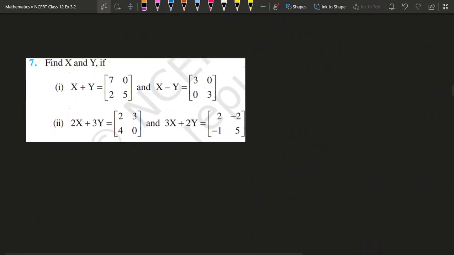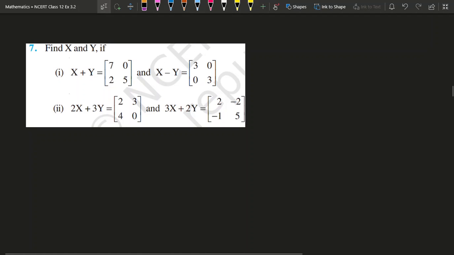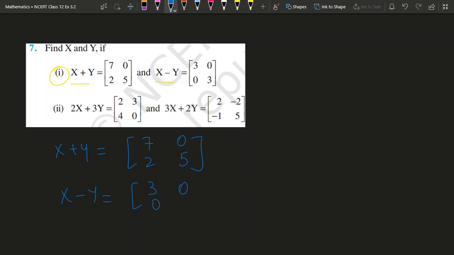So we have solved problem number 6. Let's do problem number 7. In problem number 7, you have to find the matrices x and y if they satisfy the following equations. So I'll do part number 1, and let's leave part 2 as an exercise. So x plus y equals 7 0 2 5, and x minus y is equal to 3 0 0 3.